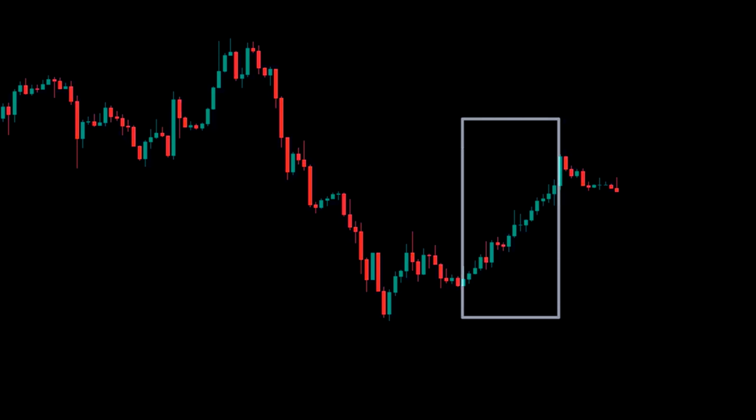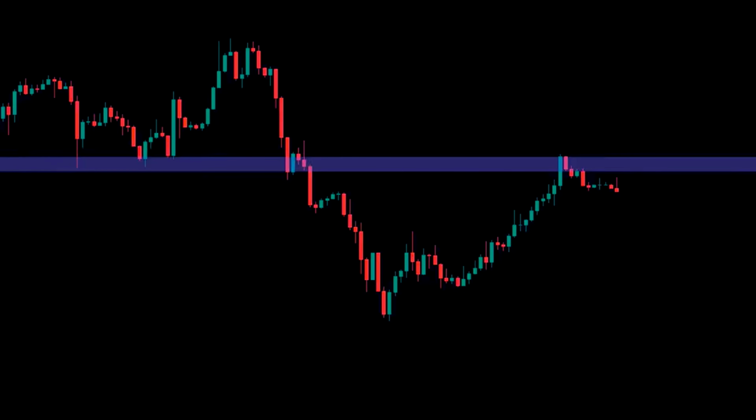How do we know this? Simply by looking at the candles. During the downtrend, the market moved down in a short time with large candles. On the other hand, during the uptrend, the market moves up slowly with small candles.